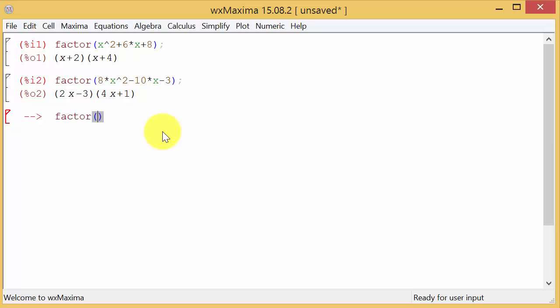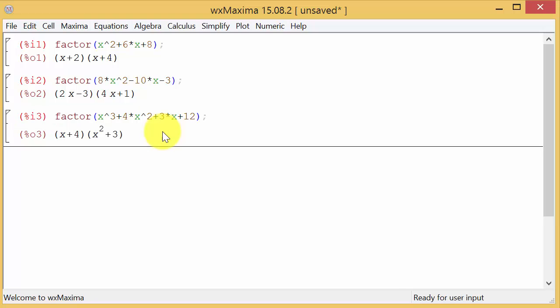The next one had 4 terms in there. So that was x cubed plus 4 times x squared plus 3 times x plus 3 times x plus 12. Hit enter. Now, if you were doing this one by hand, do you know what you would do? You would do factor by grouping. Okay, see, Maxima will do that.